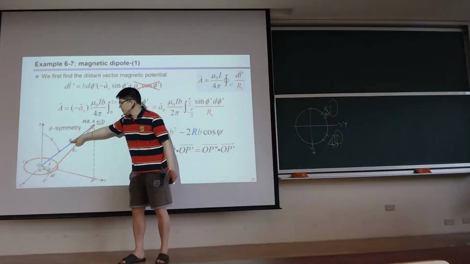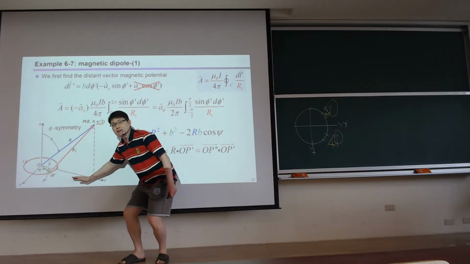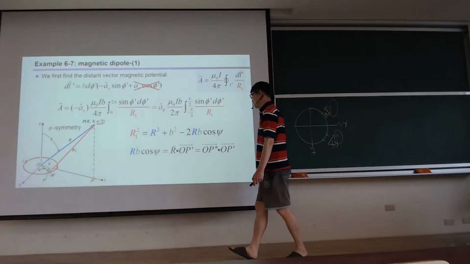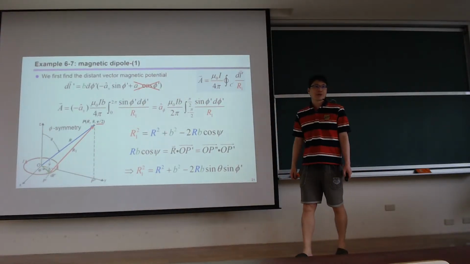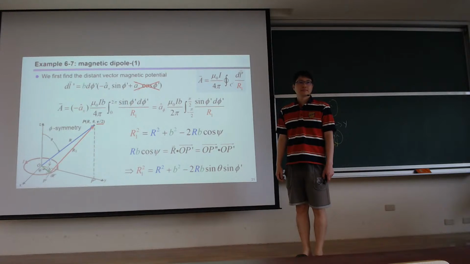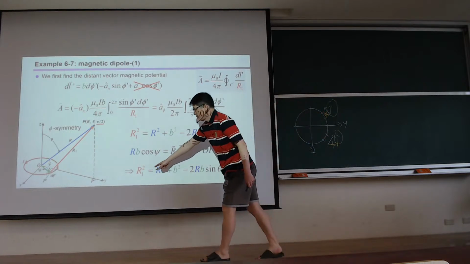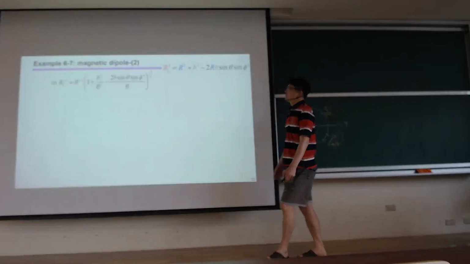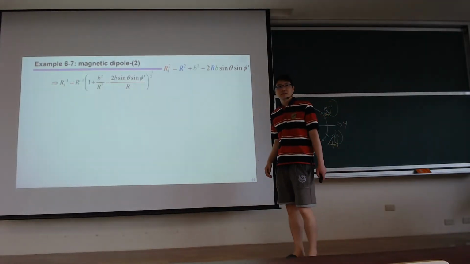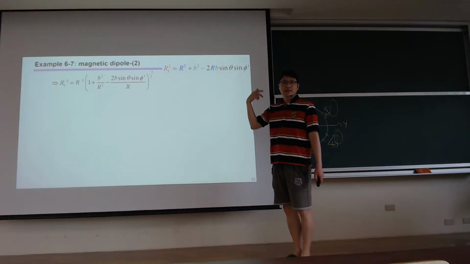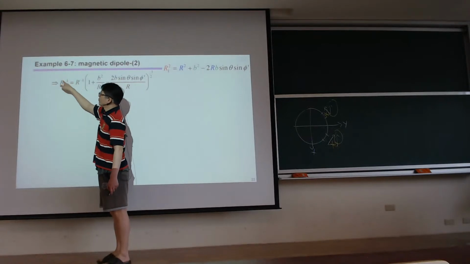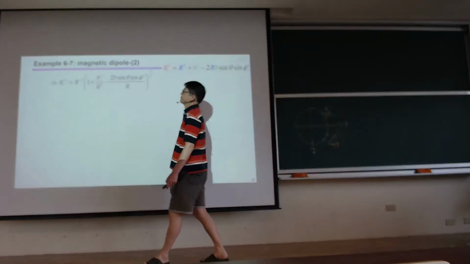We project this R onto the xy plane. How to do that? Multiply by sine theta. So that's what we have. So we have a way to describe R1. Currently it's in terms of R1 squared, but that's fine. We can just take the square root and invert it. Eventually, what we're interested in is 1 over R1. So this is 1 over R1.